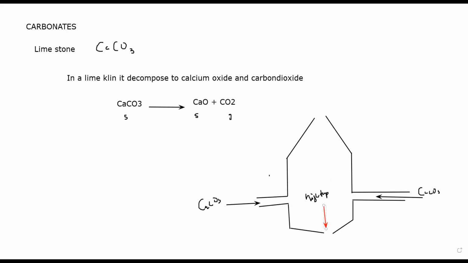It will decompose into two things. One is calcium oxide. Calcium oxide is a solid. So at the bottom, we will receive calcium oxide because it's a solid. And the carbon dioxide gas is released and will leave the furnace because we are not using carbon dioxide. We have the uses of calcium oxide, and this is known as a lime kiln. Is it clear?